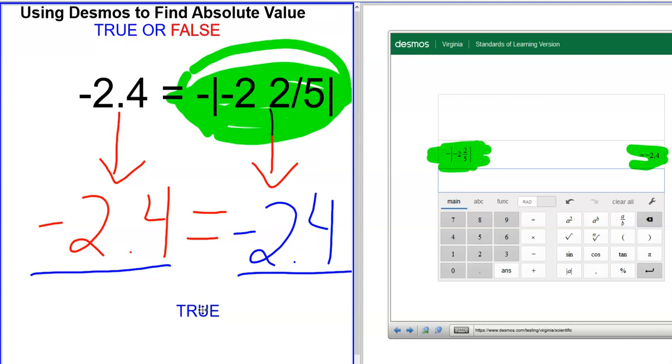On the next slide, you're going to have some of these problems that you're going to try. So you are going to be grouping statements that are true and those that are false. And I want you to use your Desmos calculator when you're doing that. Okay, that's it for our tutorial on using Desmos to find absolute value.